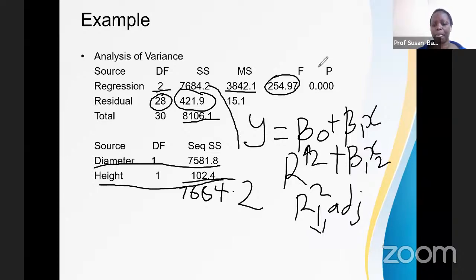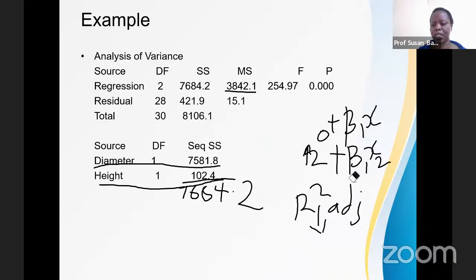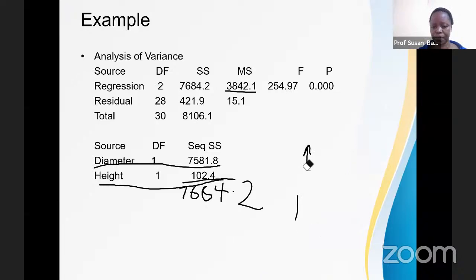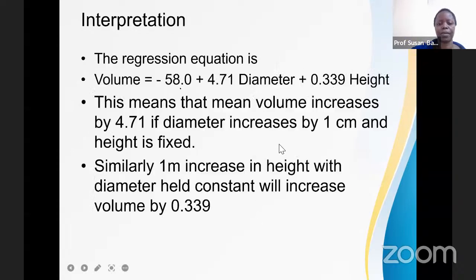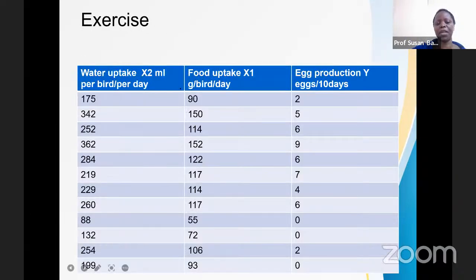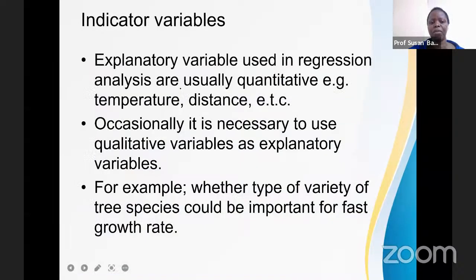Okay, so let's go to something else. Before we go there, I would like to clean this whiteboard here. So there's an example here. In your free time, you can actually use R and analyze this data. We are going to use the same data set for both simple and multiple regression, but in your free time, you can try it. One thing that I want to talk about before we go to R is indicator variables.